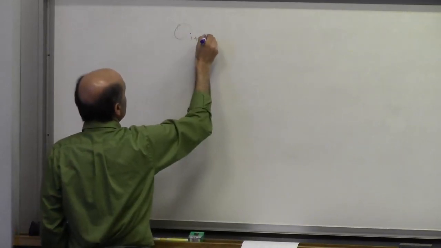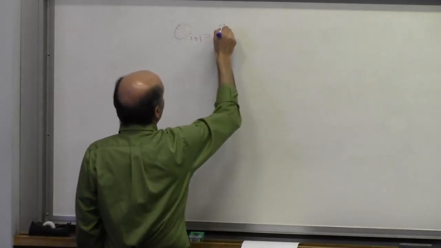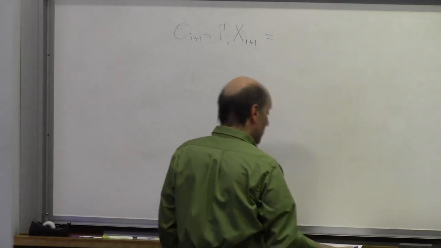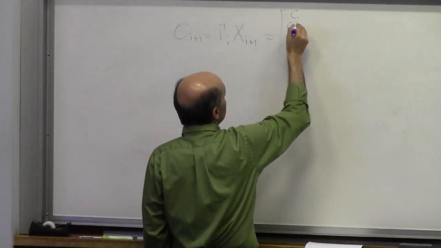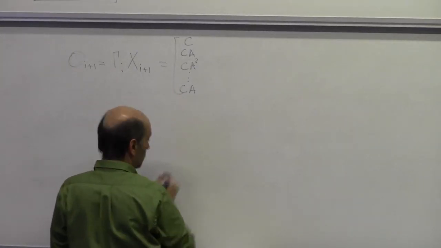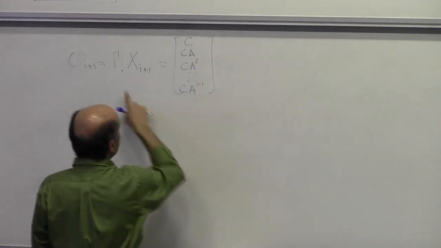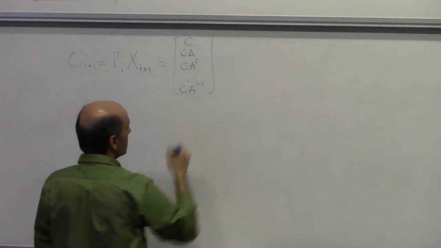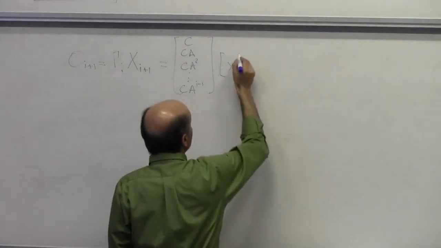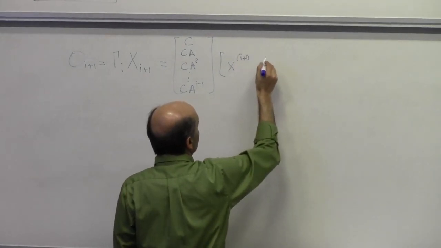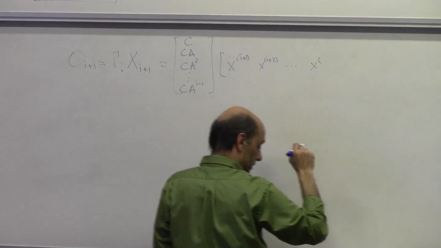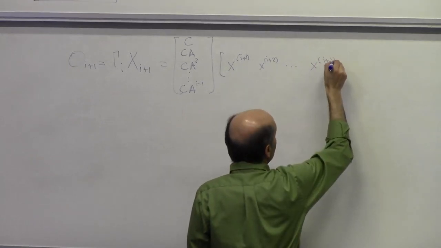What's this matrix O? That's equal to gamma i times xi. And what's this gamma? Gamma is this matrix that's made up of C, CA, CA squared, and C times A raised to the power of i minus 1. That's this gamma. And what's x? It's this matrix made up of the state at time point i plus 1, at time point i plus 2, to time point i plus j.